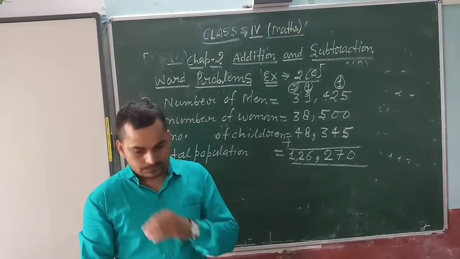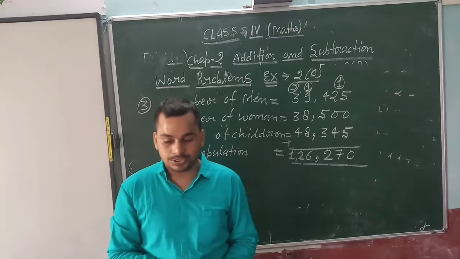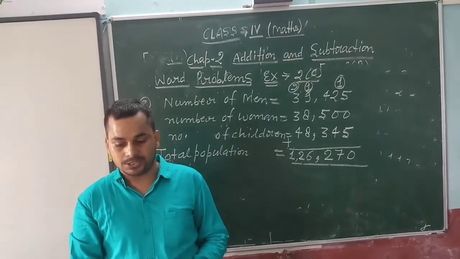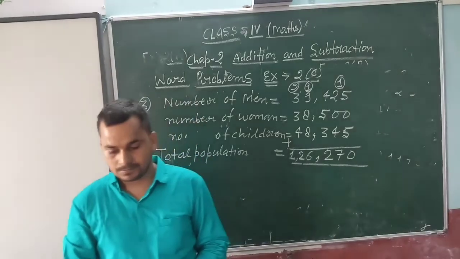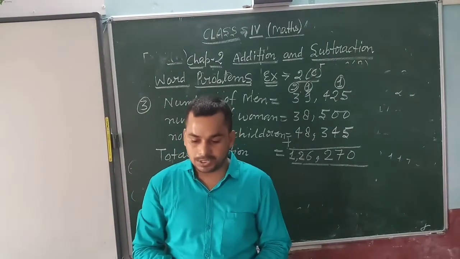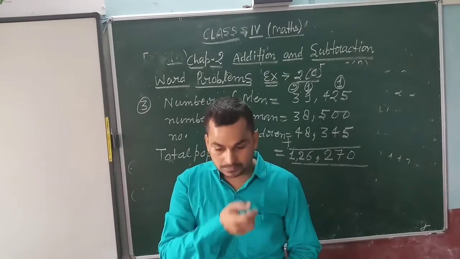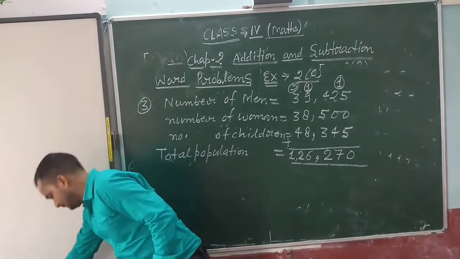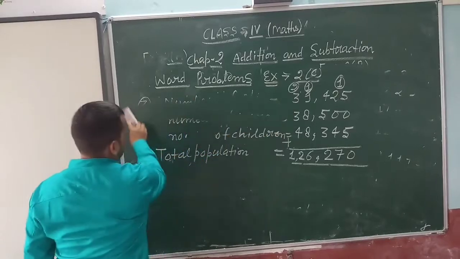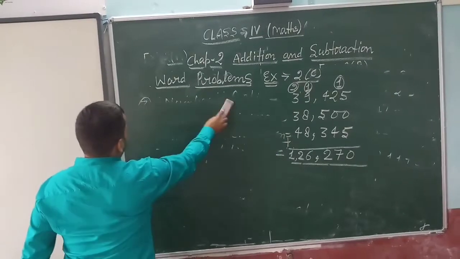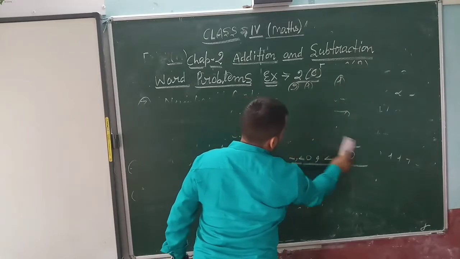Now question number 5. A valley covers 3,560 square meters area for farming. The remaining area of the valley is 2,956 square meter. Find the total area of the valley. So again we have to add both the numbers.